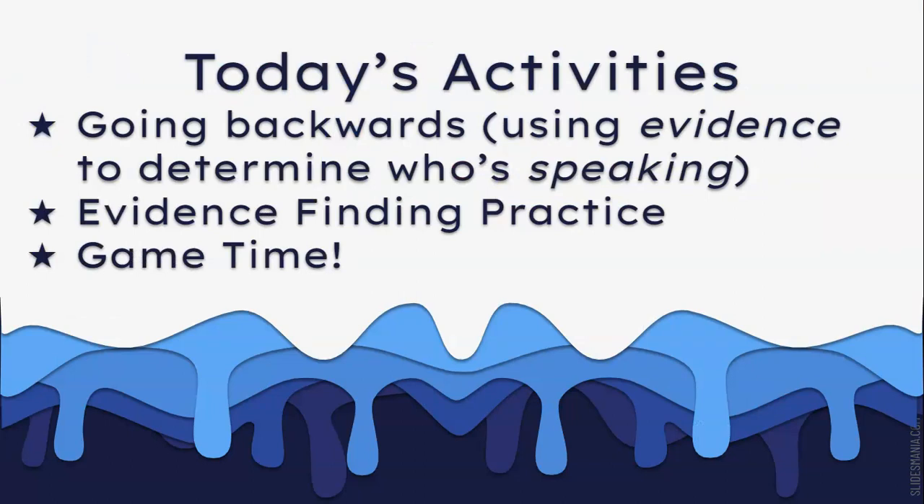First, we're going to practice kind of going backwards. Sometimes it helps to look at text evidence in a backwards way. So instead of figuring out what evidence we need, we're actually going to read a passage and figure out if we can use the evidence to tell us who the speaker is in the passage. Then we're going to just practice finding really good evidence for a point or a claim. And then last of all, we're going to do a little review game. If you were not able to attend the class, I'll include the link to the Gimkit game that we played so you can use it to practice.